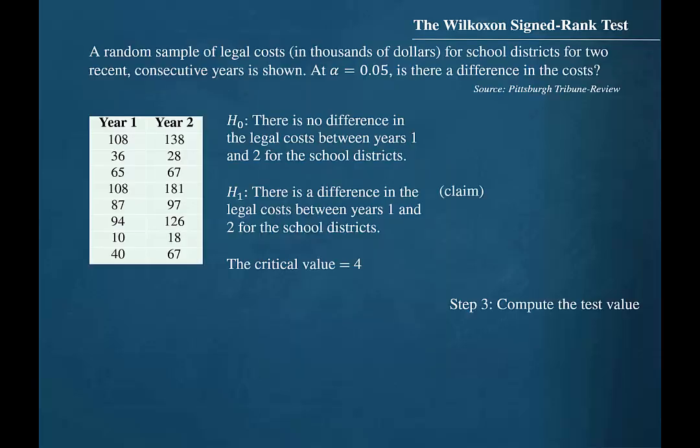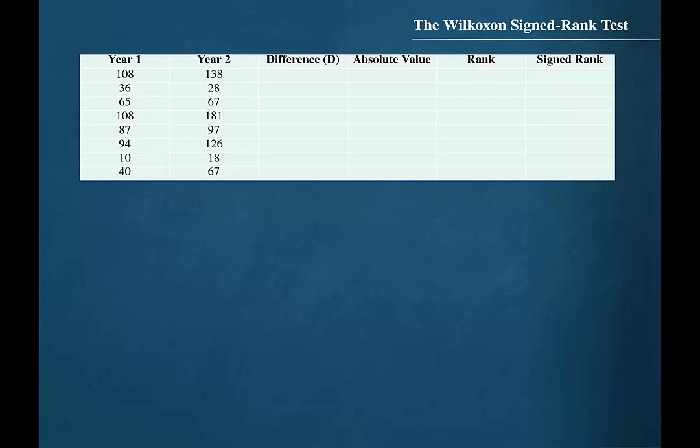Step 3 is to compute the test value. In order to calculate the test value, we will construct a table that contains the two data sets, a column for their differences, a column for the absolute value of the differences, the rank for each absolute value, and then a column where we will apply the positive or negative from the difference column to the values in the rank column.